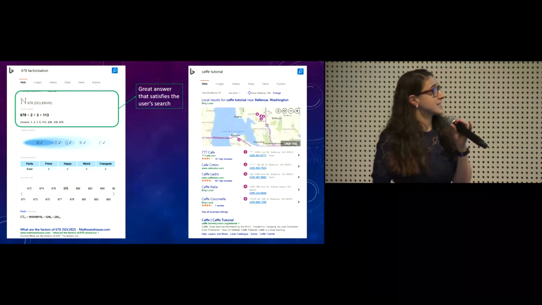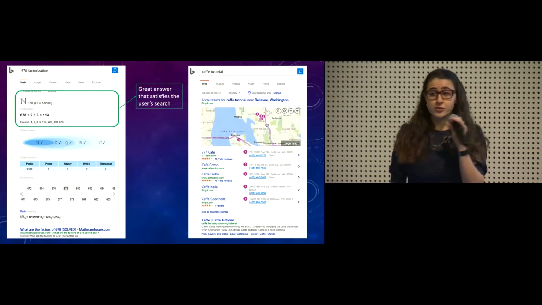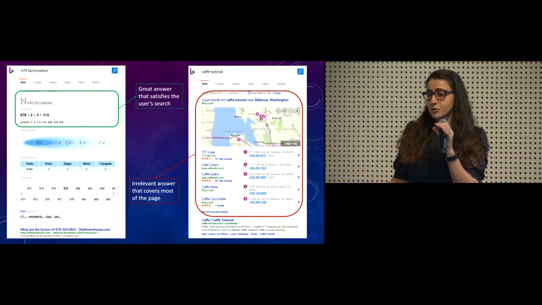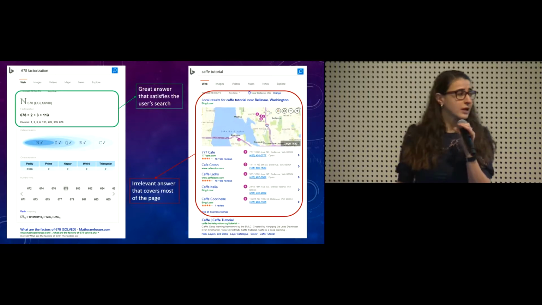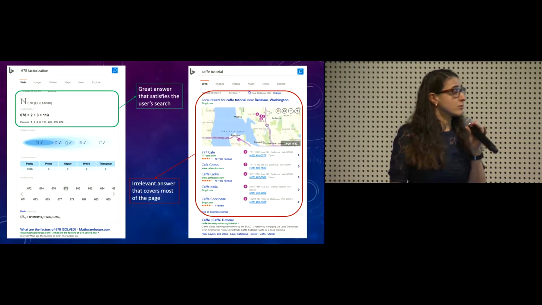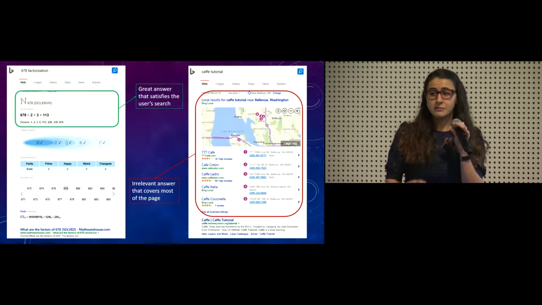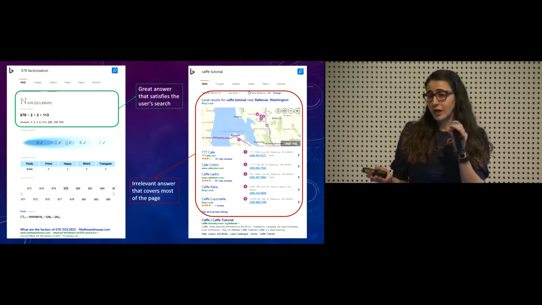In this next example, the user is searching for cafe tutorial. And of course, Bing interprets this as a local intent, and instead of showing the deep learning framework that the user is looking for, so Cafe is actually a deep learning tool that allows you to train your models, we interpret this as a local intent. And we show this relevant answer that covers most of the page. And when the user sees this, they think that Bing is not getting what they want at all. They move on. They never interact with the page.